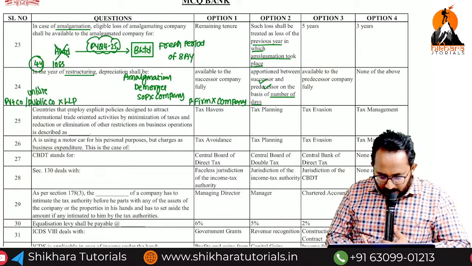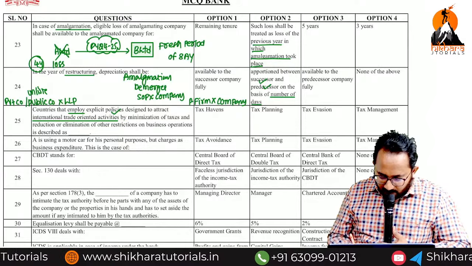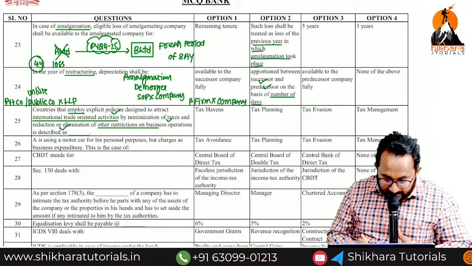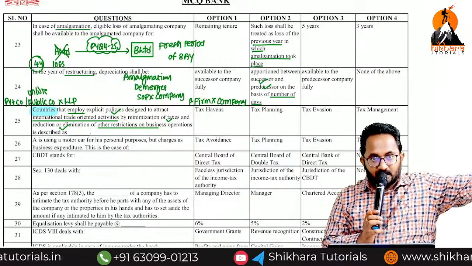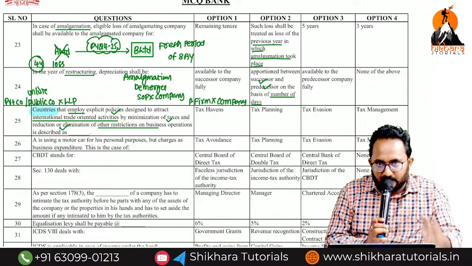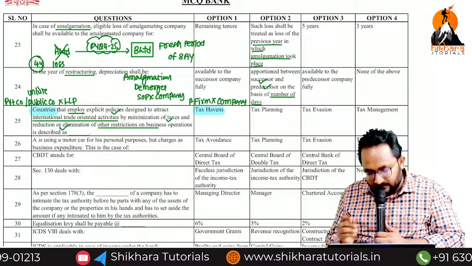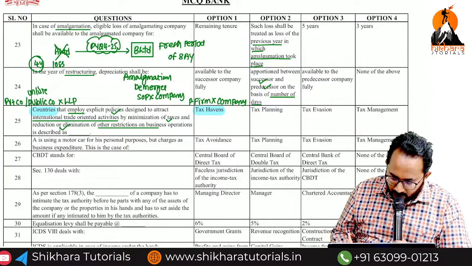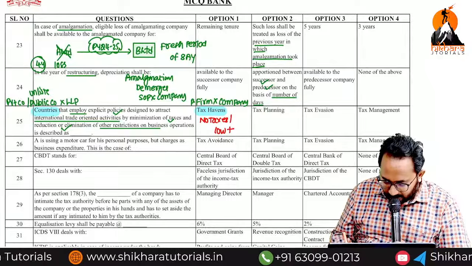Next, some countries employ explicit policies designed to attract international trade oriented activities by way of minimization of taxes or reduction or elimination of other restrictions. Those countries are called as what? In India we classify one area. In that area, if any non-resident starts their business, we are not levying taxes, or we collect minimum taxes only. And there are no restrictions also. Those areas we can call tax havens. Tax haven means simply we can define in one more way: in that area, no taxes or low taxes.